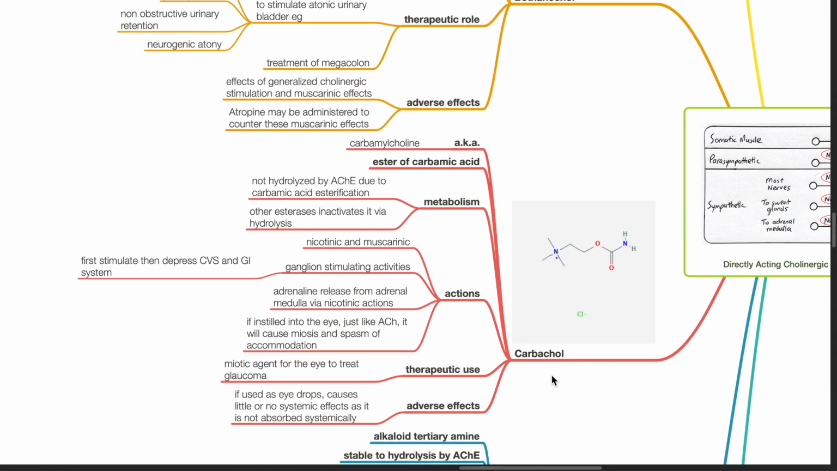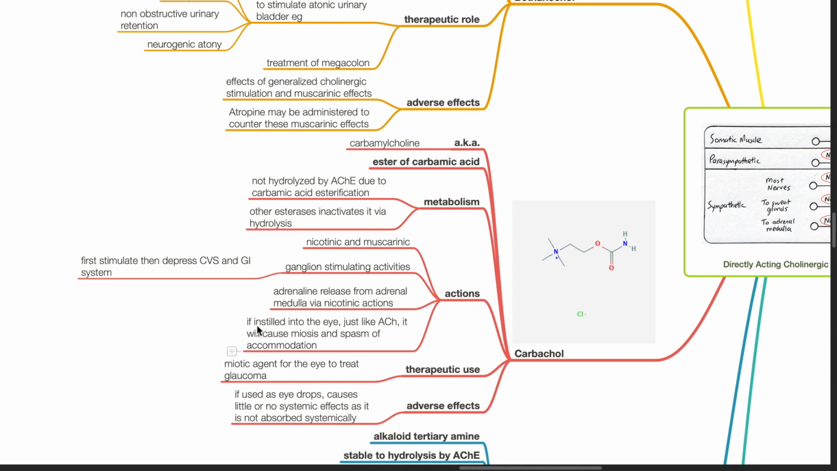Carbachol, also known as carbamylcholine. It is an ester of carbamic acid. Metabolism. It is not hydrolyzed by acetylcholinesterase due to carbamic acid esterification. Other esterases inactivate it via hydrolysis. Actions of carbachol. Nicotinic and muscarinic, ganglionic stimulating activities as well. It first stimulates then depresses cardiovascular system and GI system. Adrenaline release from adrenal medulla via nicotinic actions.